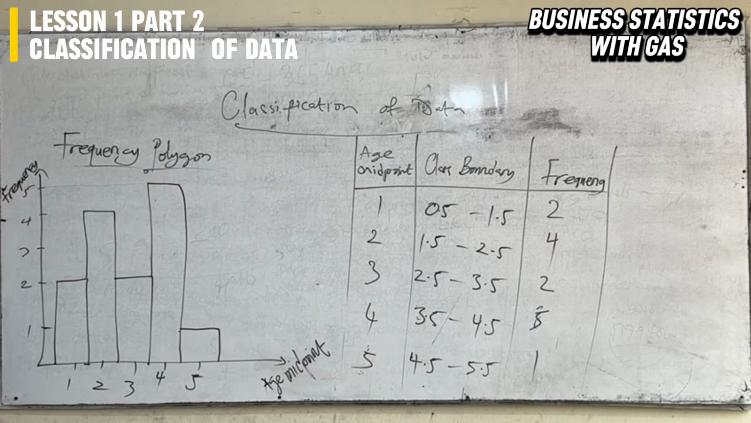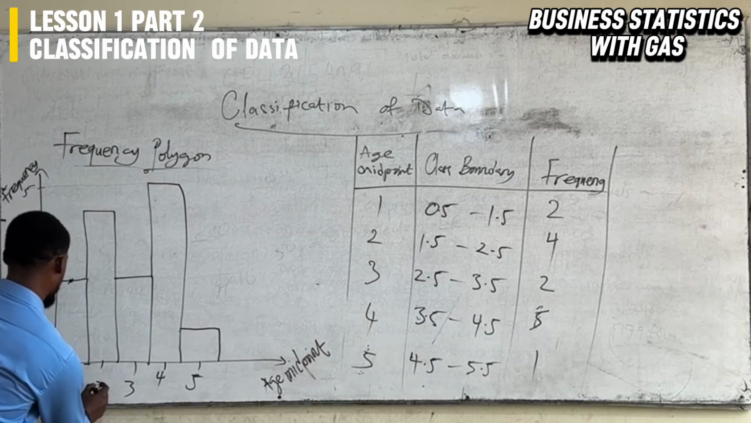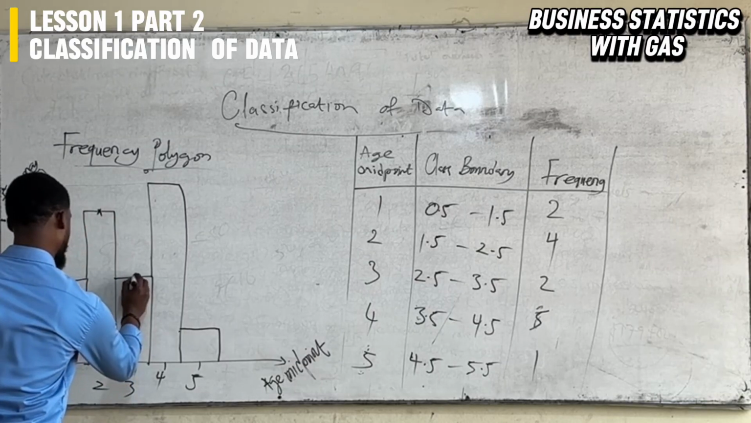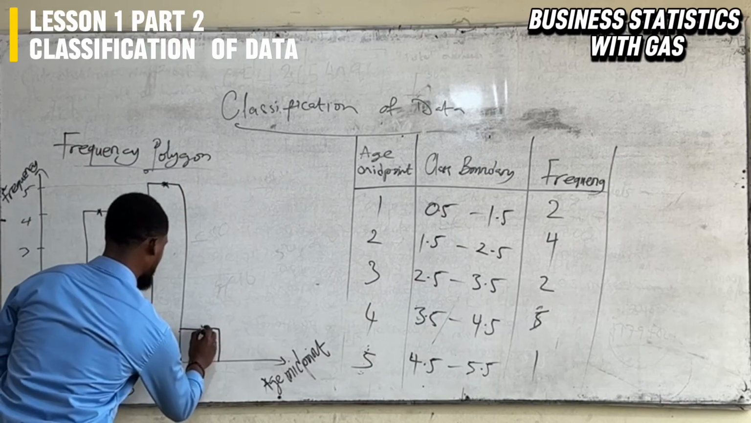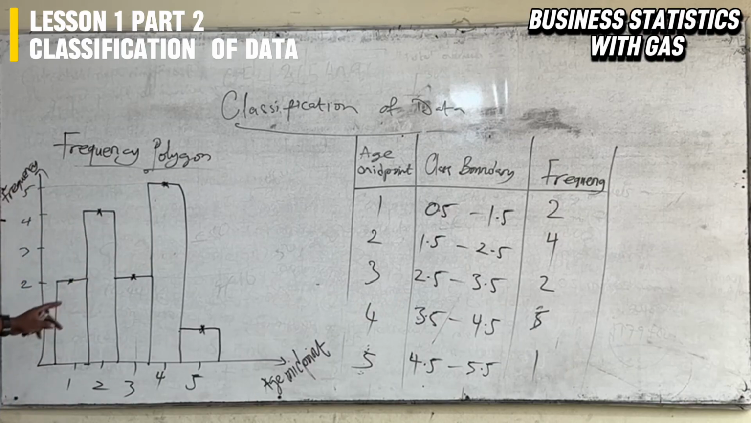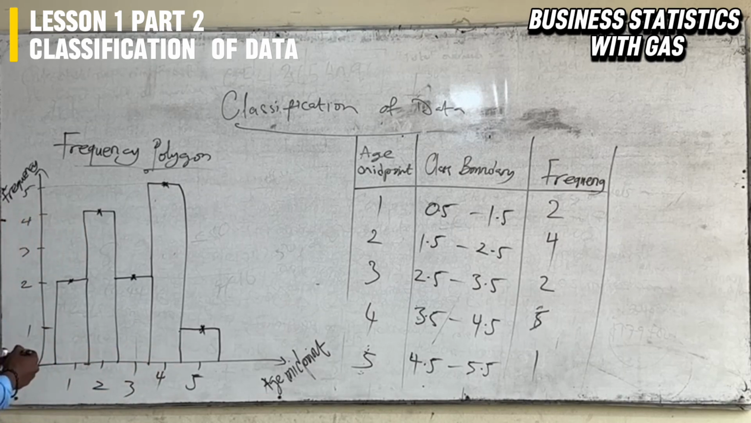So when we have the age midpoint, which is 1 here, we map on 1 here, then we map on 2 here, then we map on 3 here. Then it's followed by 4, and finally 5. So when plotting the frequency polygon, we use the age midpoint, which is 1, 2, 3, 4, and 5. But when plotting the blocks, we use the class boundary. So now we are done plotting.